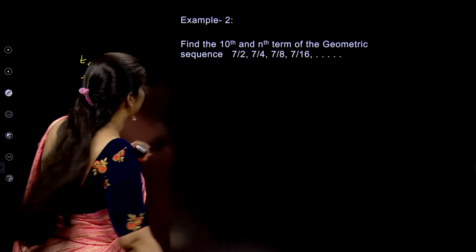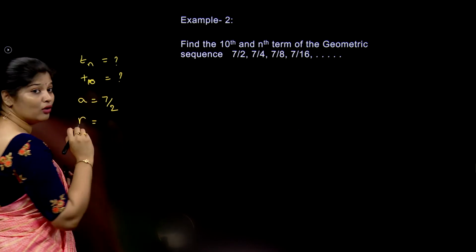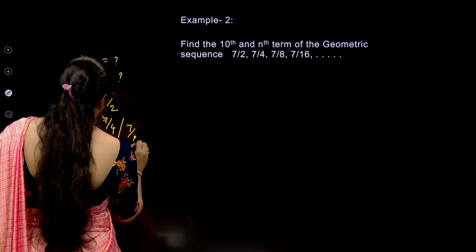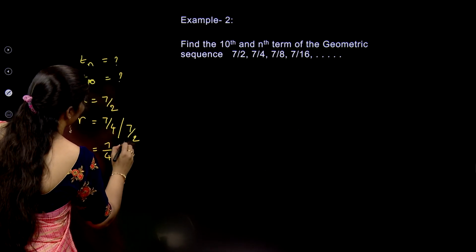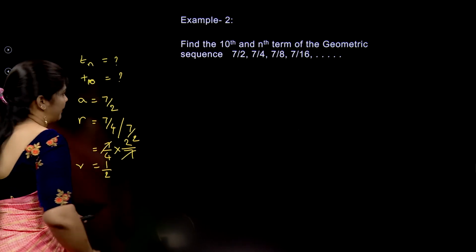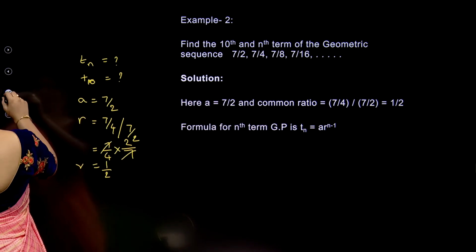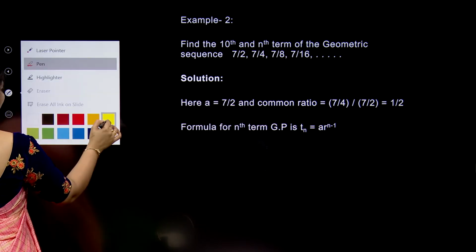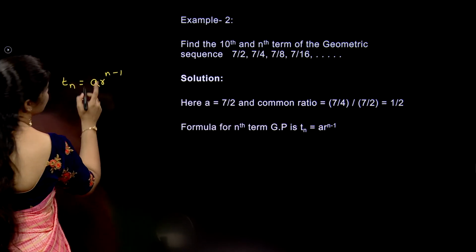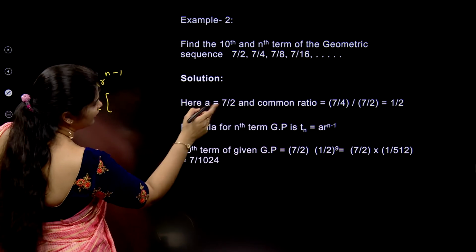What is A here? A equal to 7 by 2. And what is the common ratio? R equal to 7 by 4 by 7 by 2. Right, children? 7 by 4 into 2 by 7. Common ratio R equal to 1 by 2. Formula of nth term, Tn equal to AR power n minus 1. What is the A value here? A is 7 by 2 and R value is 1 by 2.